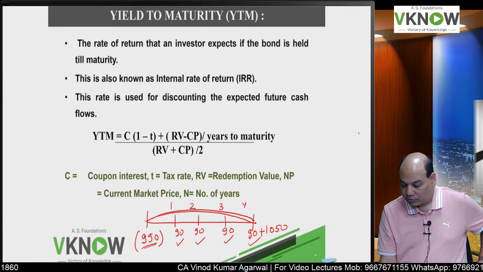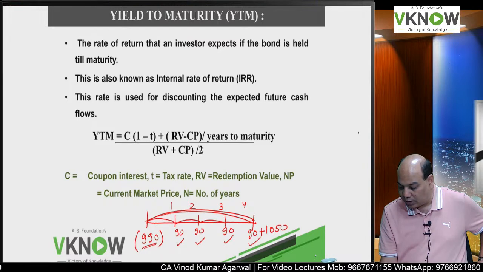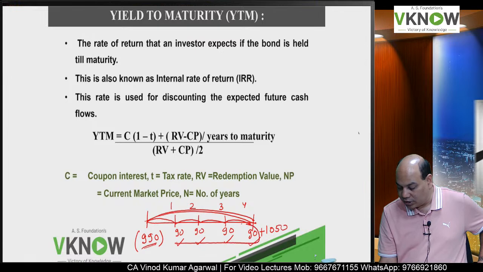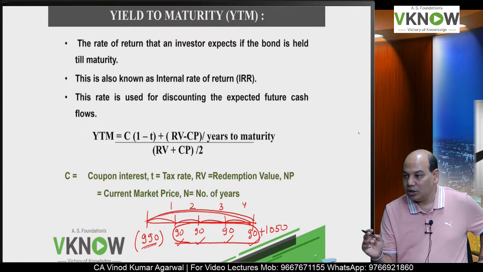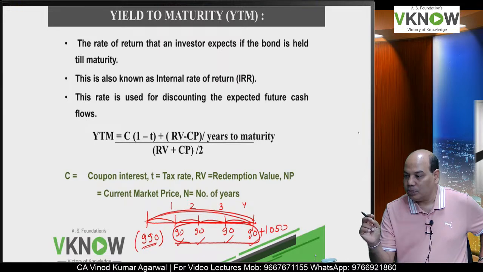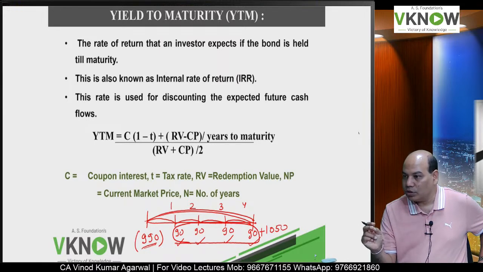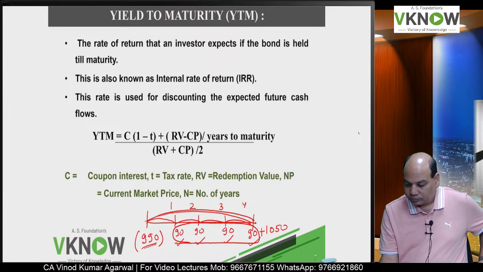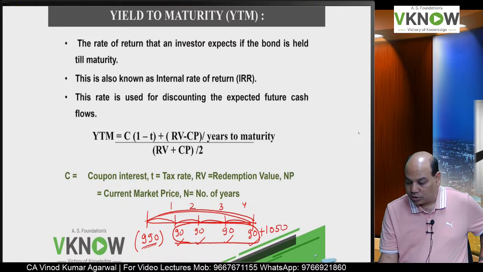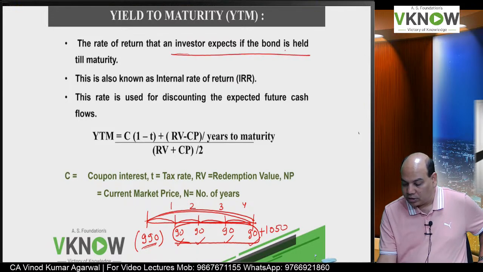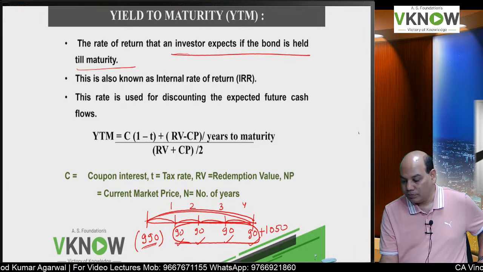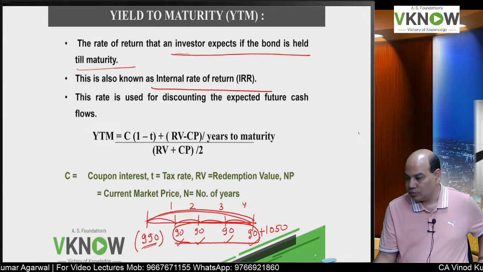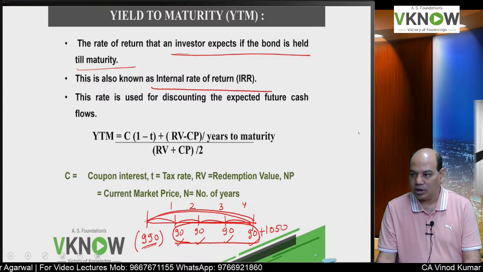Wait, we have to also give importance to time value of money. You just can't add 90, 90, 90, 90 and 1050. In yield to maturity, we have to also give importance to the time value of money. Is it right? So yield to maturity means the rate of return the investor will earn if the bond is held till maturity. And to simplify it for you, we also call it IRR.